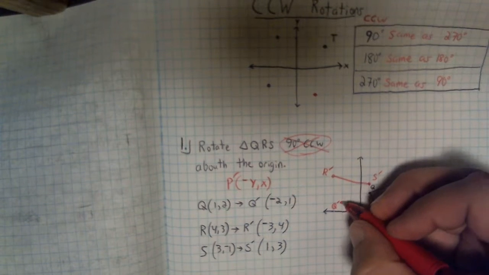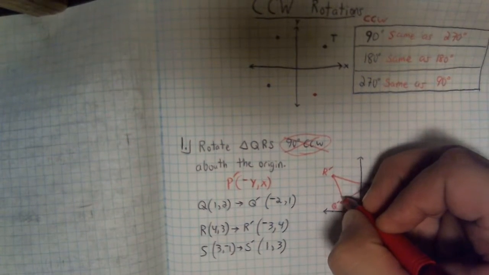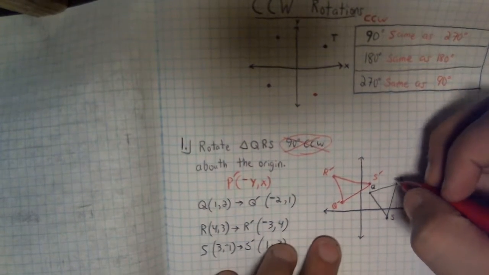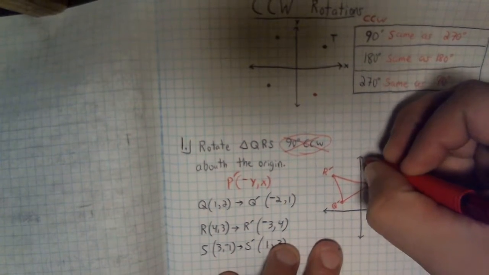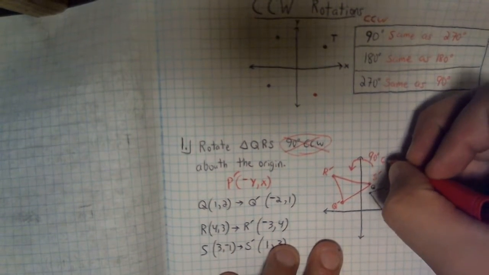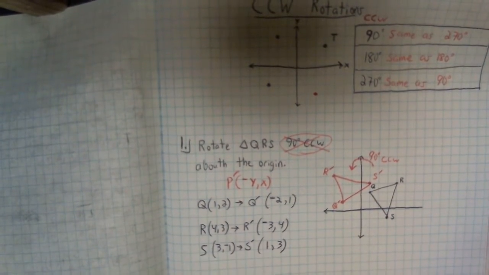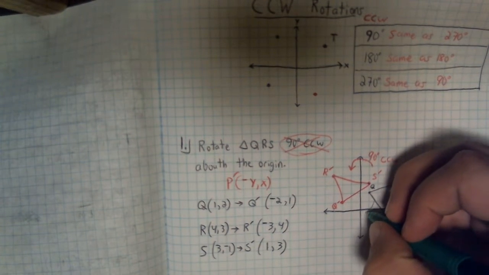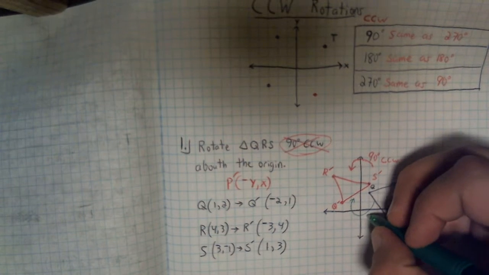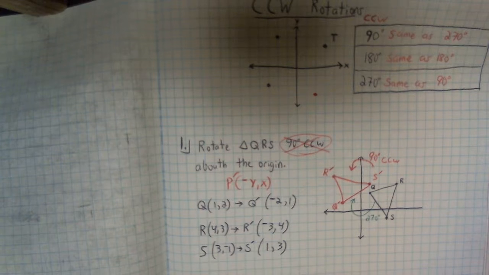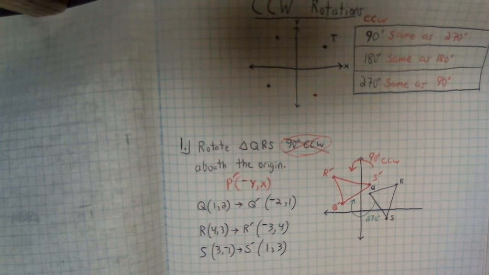Okay, connect all my points. Now, what we did was we moved 90 degrees counterclockwise. But what you should notice is that it's really just moving 270 degrees clockwise. It's the same thing, gets you the same solution. Hope that helped.